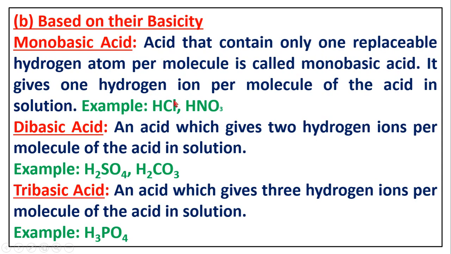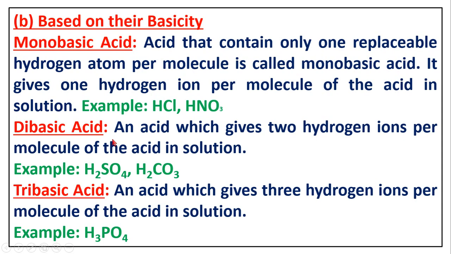Here only one hydrogen can be replaceable. So it is an example of monobasic acid. HNO3 splits into H plus and NO3 minus. Here only one hydrogen can be replaceable, so it is an example of monobasic acid.